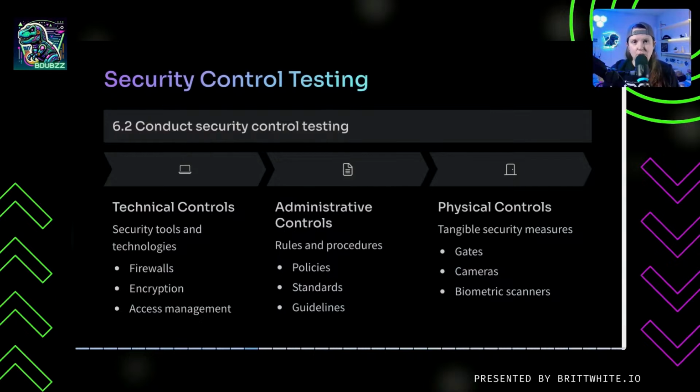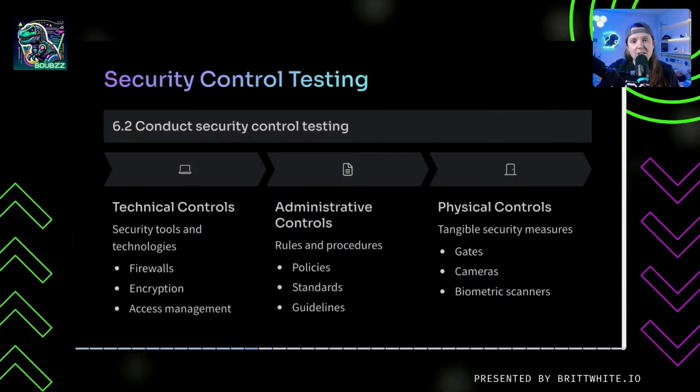First up are the technical controls, the security tools and technologies you interact with daily. Think of your firewall as a security guard for your network, checking everything that tries to come in or go out. There's also encryption, which scrambles sensitive data to keep it safe, and access management systems, checking IDs before granting entry.